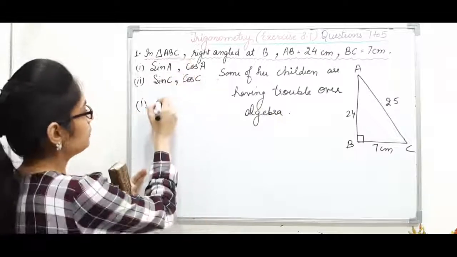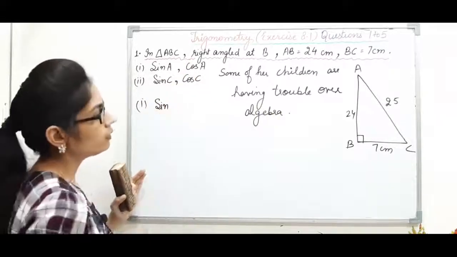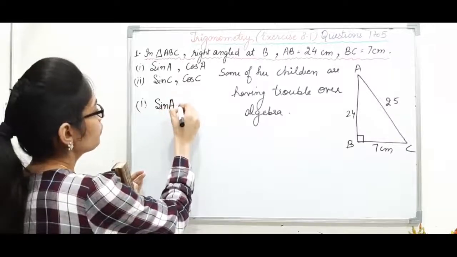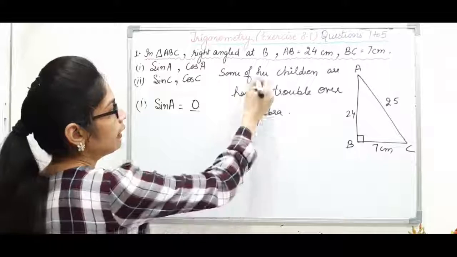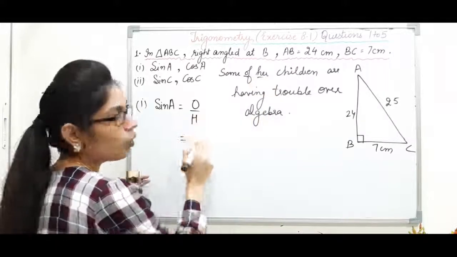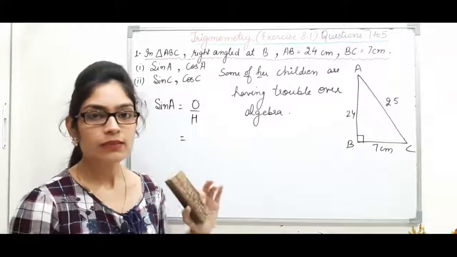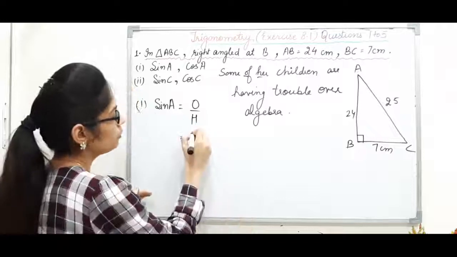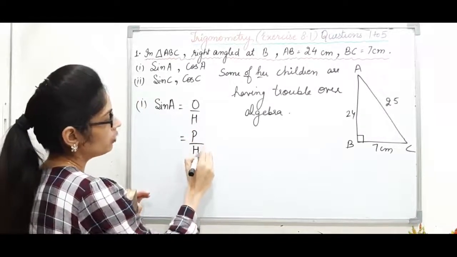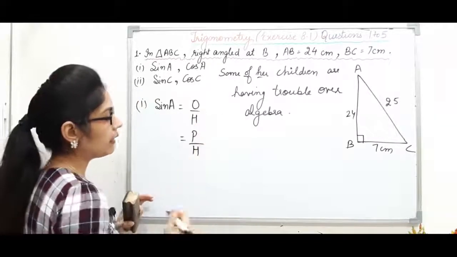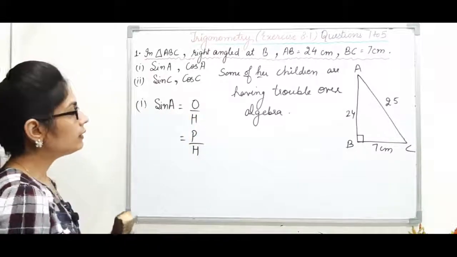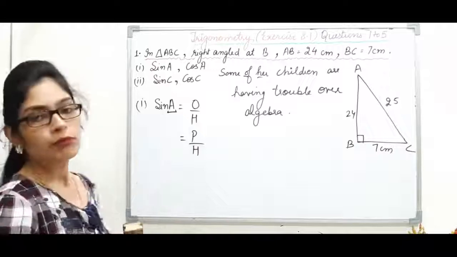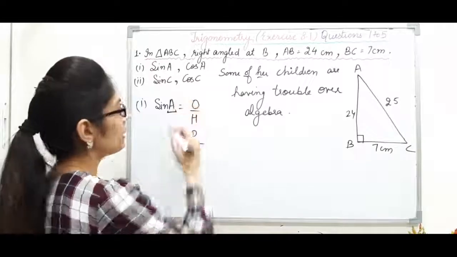Sum means sine, so I will write it down over here. Sine A is equal to O over H, where O means opposite and H means hypotenuse. Opposite side is always the perpendicular. So sine, according to this, is P by H, the ratio of perpendicular over hypotenuse. Now the main thing is A: you have to find sine with respect to angle A.